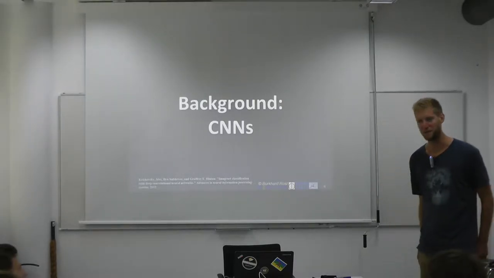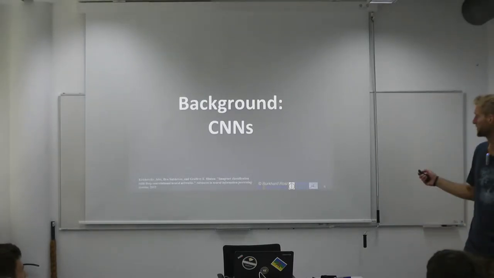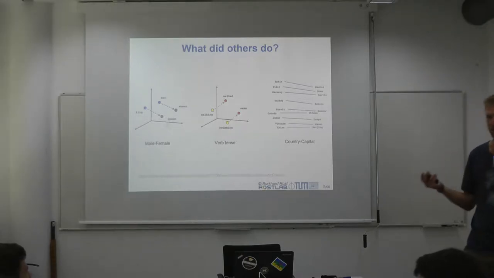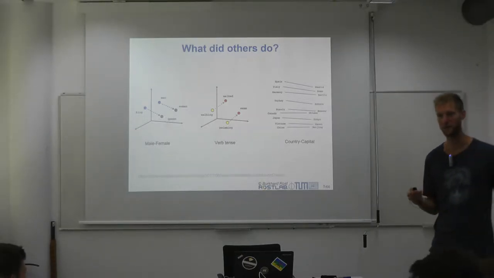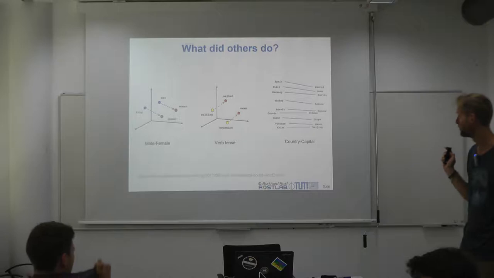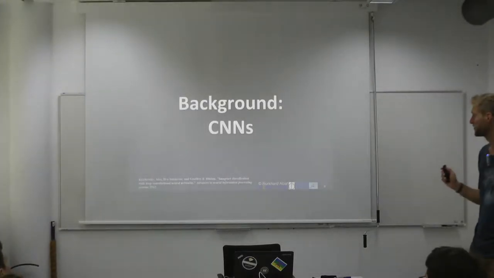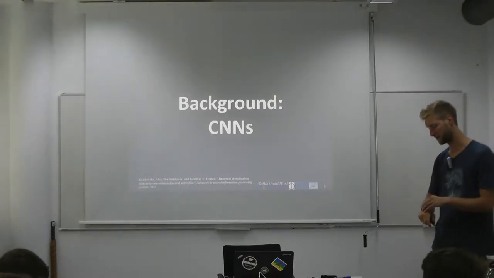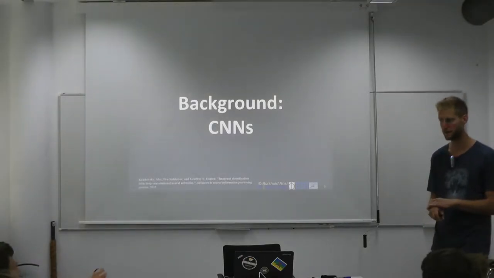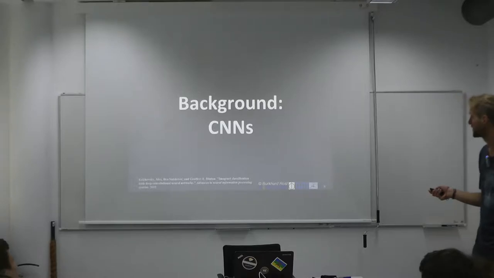But you two already mentioned the problems. So this was rather an introduction to what other people in other fields did to represent words in some kind of a vector space. But now we would like to overcome the shortcomings of Word2Vec. And for this, we first have to talk about a concept which is called convolutional neural networks, or short CNNs.